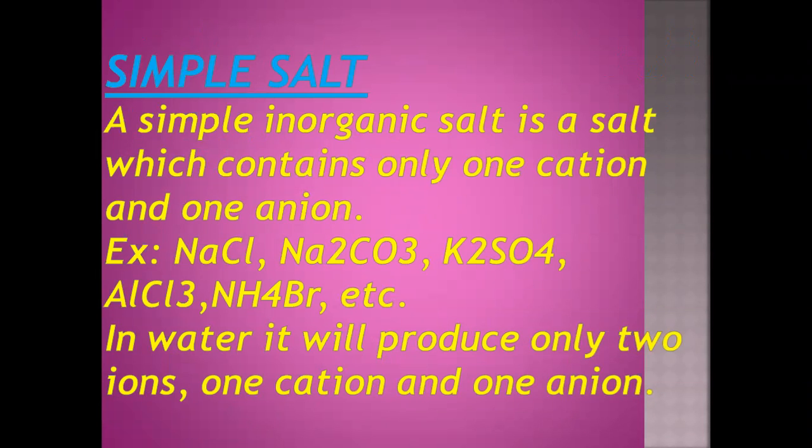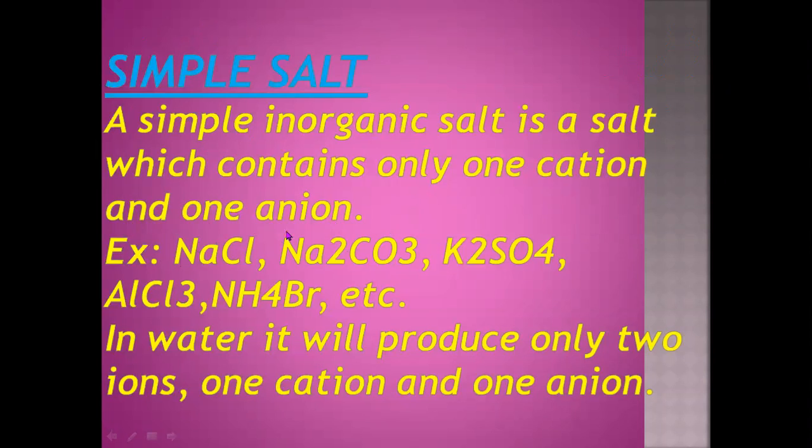Before we discuss complexes or coordination compounds, let us first take a simple salt. What is a simple salt? An inorganic salt which contains only one cation and one anion is called a simple salt. There are many simple salts, like sodium chloride, in which Na+ is the sodium cation and Cl- is the chloride ion.